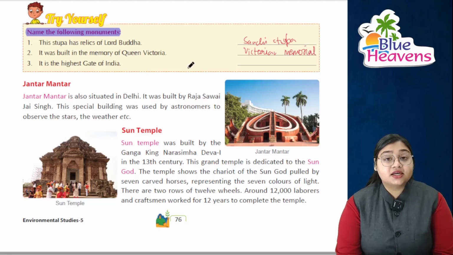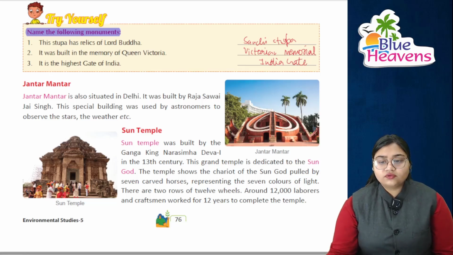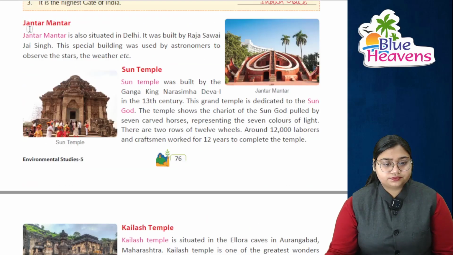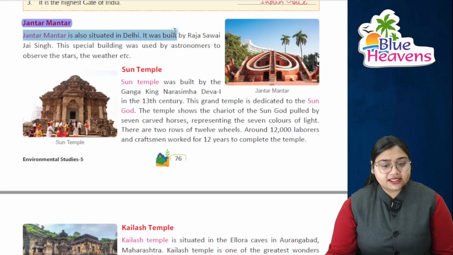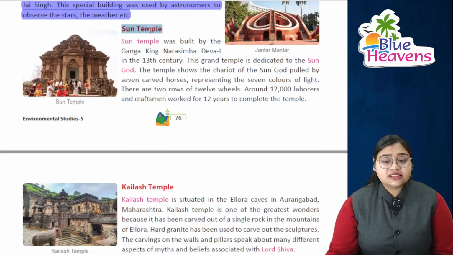Next is the highest gate of India, India Gate. Moving forward to Jantar Mantar. Now, Jantar Mantar क्या है? It is also situated in Delhi. It was built by Raja Savai Jai Singh, and the special building was used by astronomers to observe the stars, the weather, etc. Now, Sun Temple.